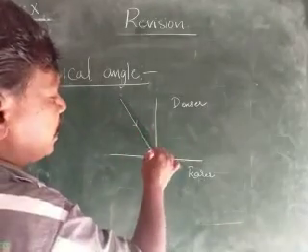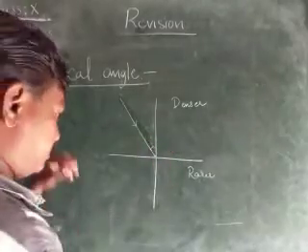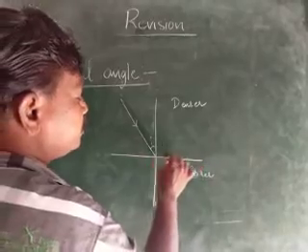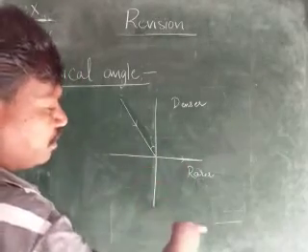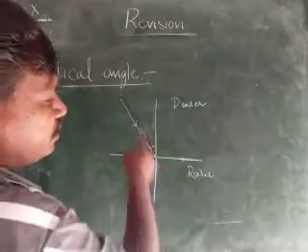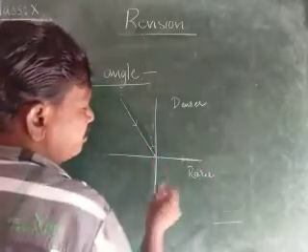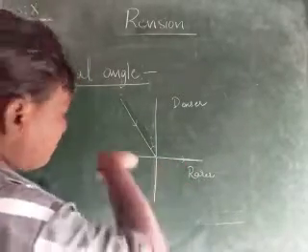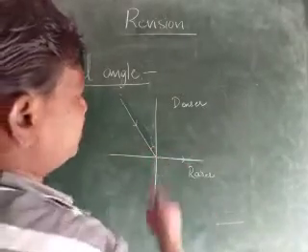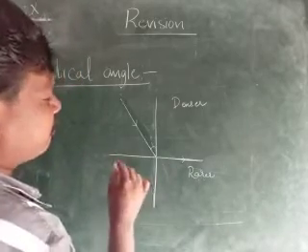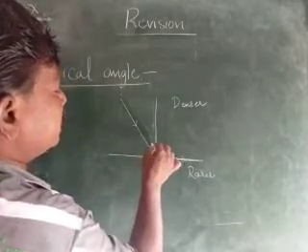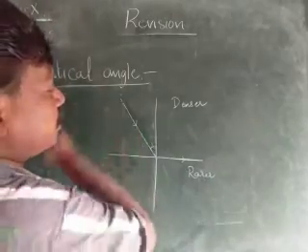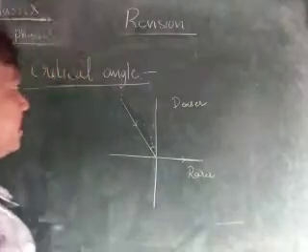At some certain angle of incidence, the refracted ray grazes with the interface. Normally, when the light ray travels from denser to rarer, the refracted ray moves away from the normal. At a certain angle of incidence, the refracted ray grazes with the interface. That means it is coinciding with the interface. That angle is called the critical angle. The angle of incidence for which the refracted ray grazes with the interface is called the critical angle.